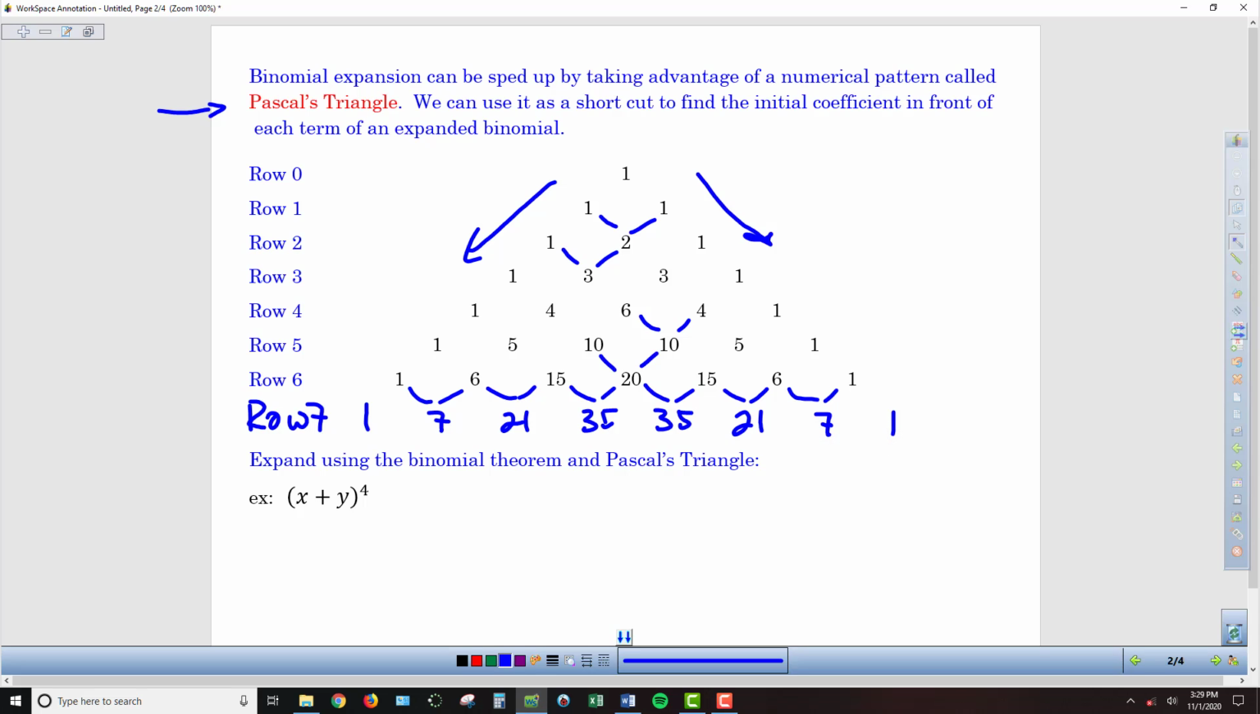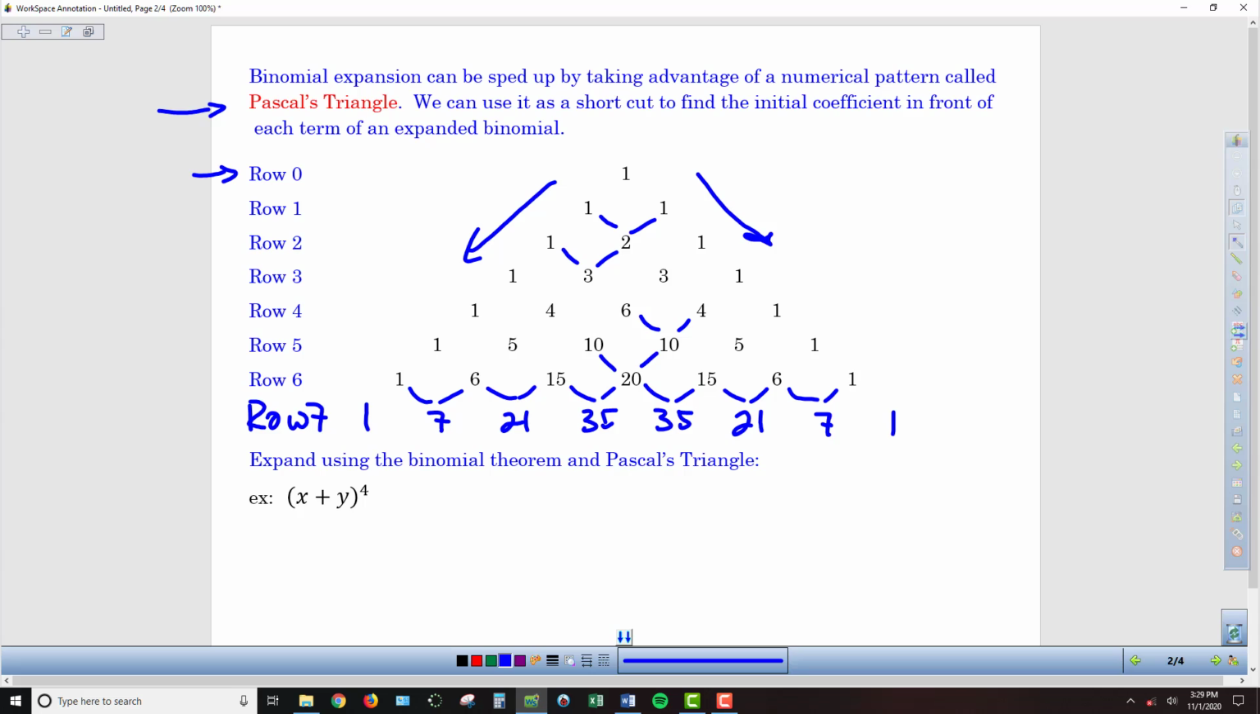So what does this have to do with our binomial expansion? Well, these numbers in each row, and I'll make sure to highlight the fact that we start from row 0. The top of the triangle is row 0 rather than row 1. But each of those rows corresponds to the coefficients in front of all the terms of the binomials that we just did on the previous slide.